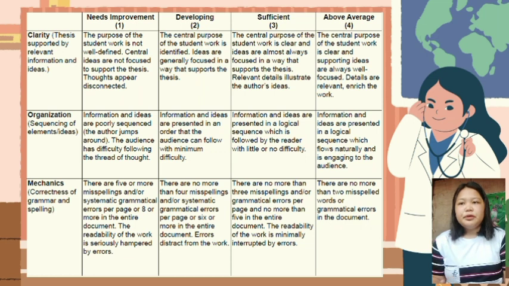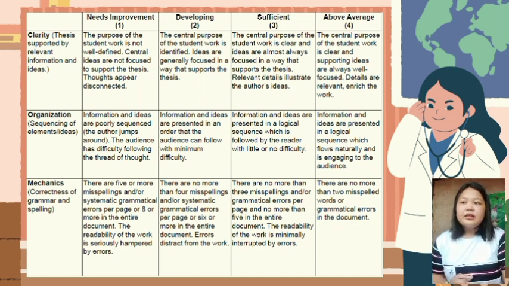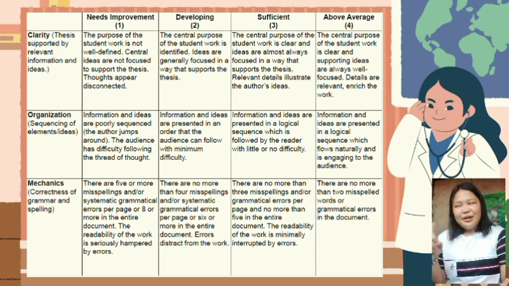The central purpose of the student work is clear and supporting ideas are always well focused. So the highest level is clear and supporting ideas are always well focused. Details are relevant, enrich the work. When you get to sufficient, of course, the words change because the level of performance changes. The central purpose of the student work is clear and ideas are almost always focused in a way that supports the thesis. Relevant details illustrate the author's side. So what changed? From above average, we have always well focused. At sufficient, it becomes almost always focused. When you get to developing, of course it changes again.